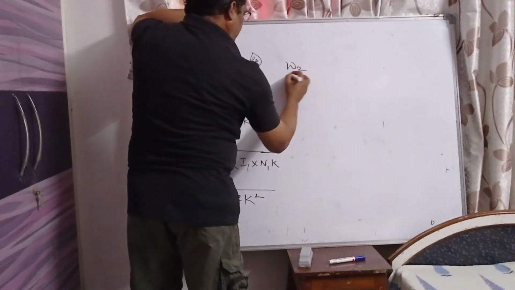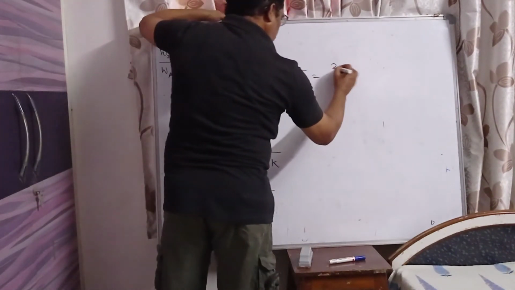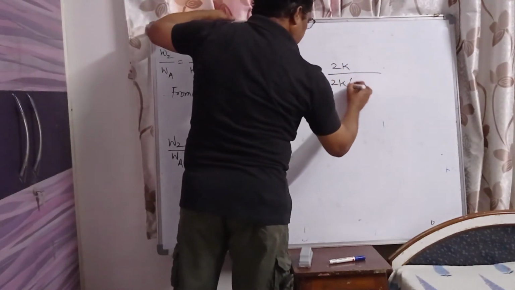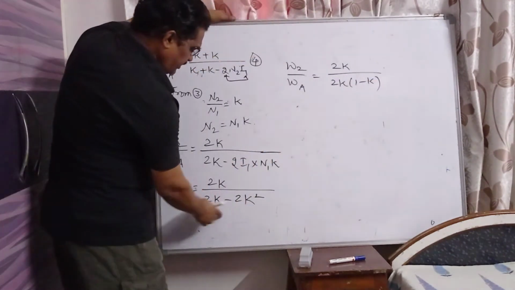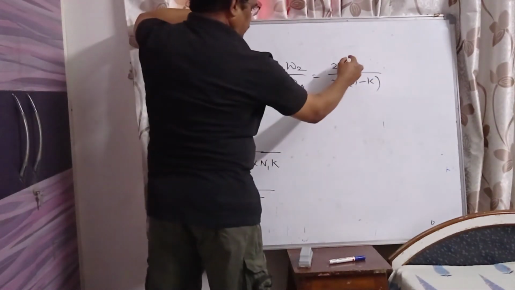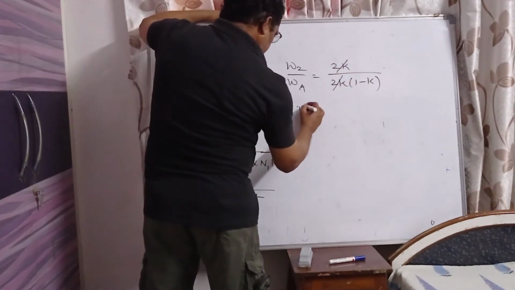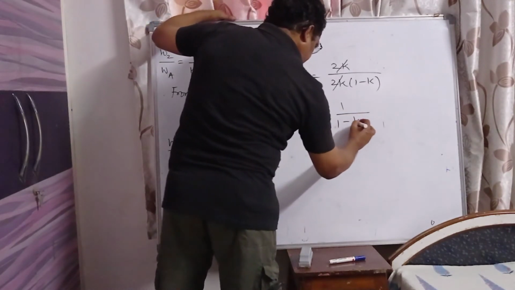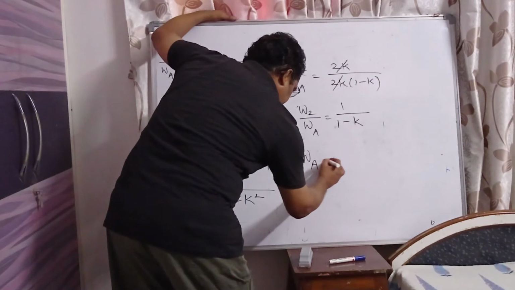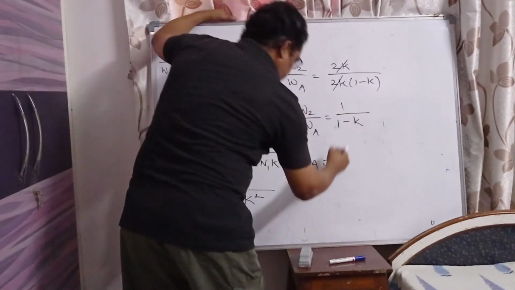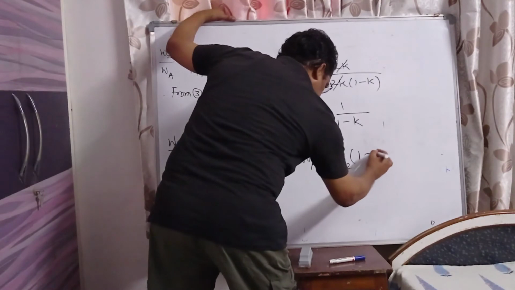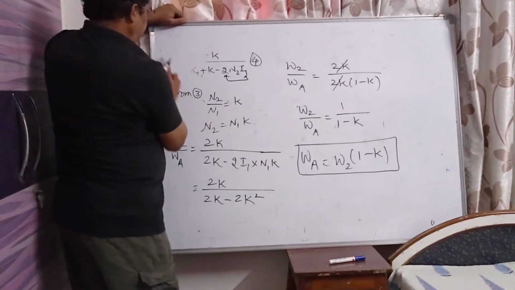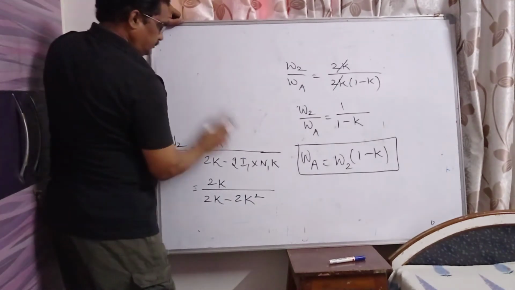So W2 upon WA is equal to 2K upon, from the denominator I am taking 2K common, 1 minus K. If 2K is common, this is 1 minus K. So this is cancelled. So it is W2 upon WA is equal to 1 upon 1 minus K. So by cross multiplication, WA into 1 is equal to W2 into this. Right?